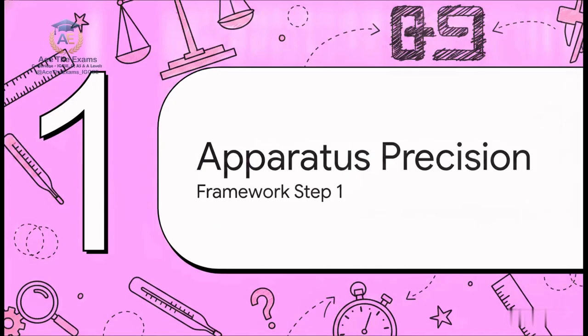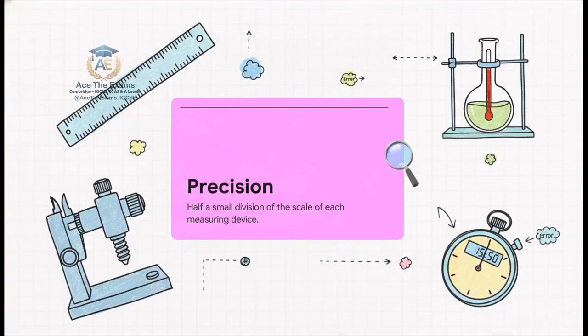Framework Step 1. Apparatus Precision. Let's dive right into this framework, starting with the absolute limits of the tools you're using. Okay, the very first concept you have got to master is the precision of measurements. Look, every single measurement you take in a lab is really just an attempt to find a true value, but it's always subject to errors, right? Because our apparatus has limitations.